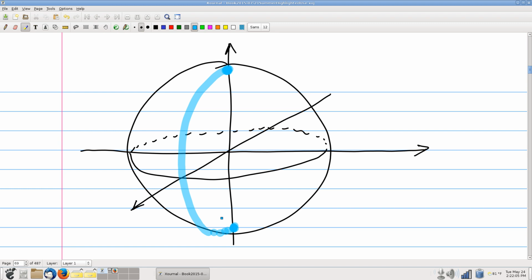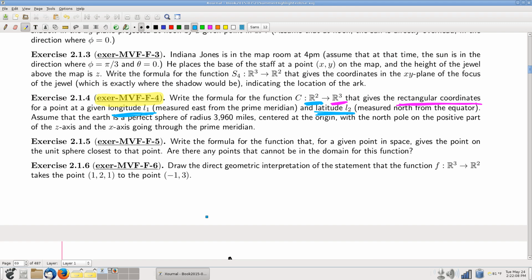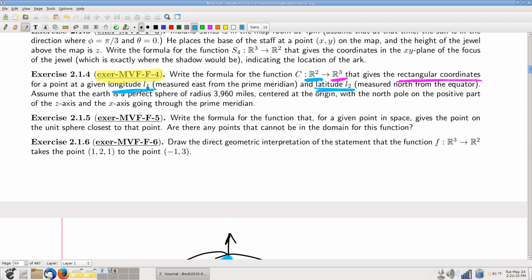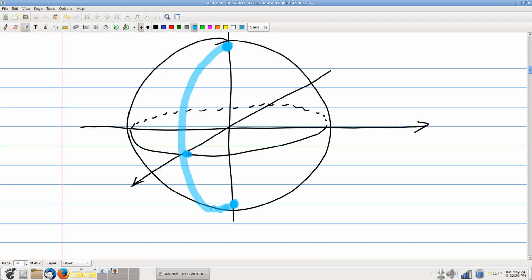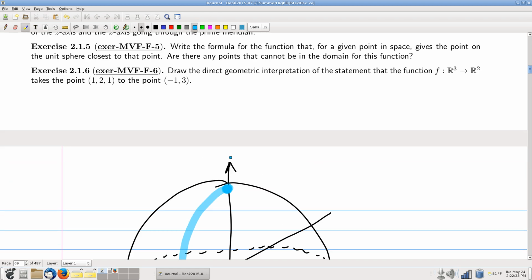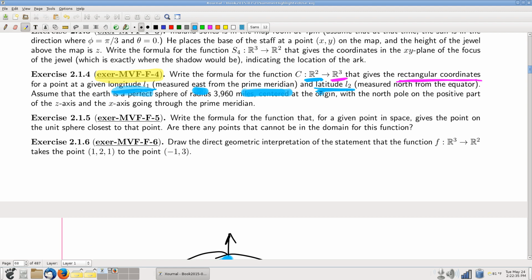Let's get the details right. Our longitude is measured east from the prime meridian. So longitude is measured that way. It's what you might want to call theta. It's the spherical theta, right? Okay. Then latitude, as usual. Latitude is measured north from the equator, so that's the usual.